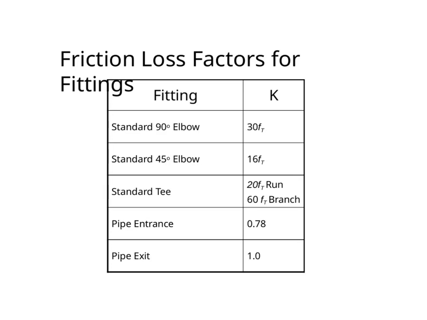When fluid flows through pipes, fittings like elbows and T's create resistance, which we call friction loss. This table shows us the friction loss factors for common fittings. For example, a standard 90-degree elbow is equivalent to 30 feet of straight pipe, while a 45-degree elbow is about 16 feet. T's have different values depending on flow direction, 20 feet for the run and 60 feet for the branch. Pipe entrances and exits also have factors, slightly less or equal to 1. Understanding these helps us design efficient piping systems.